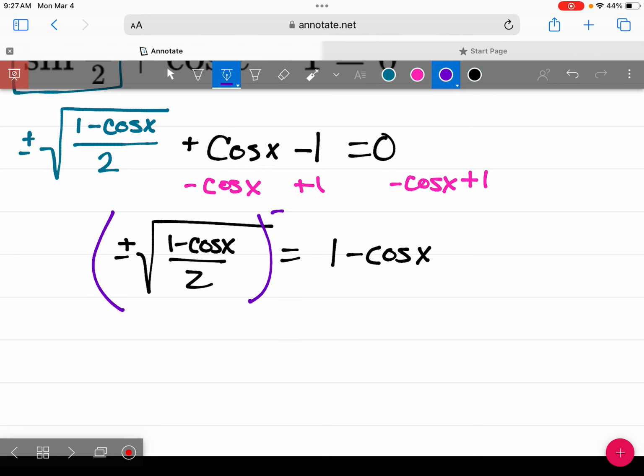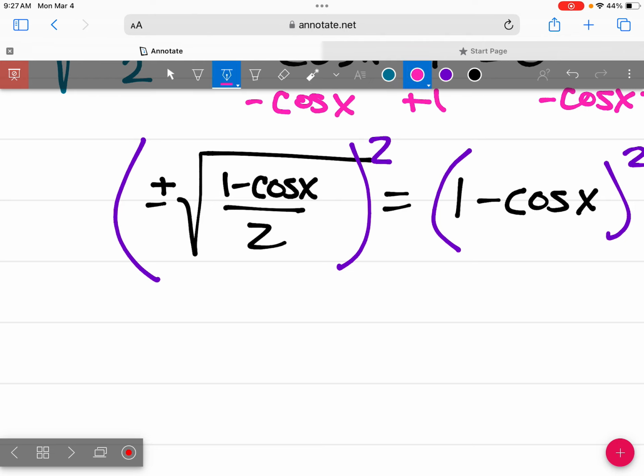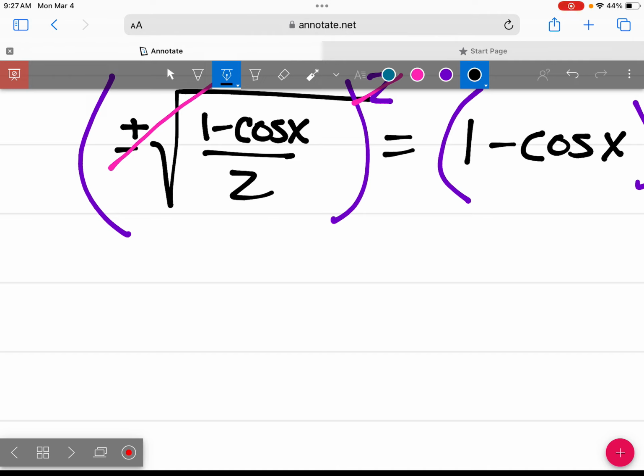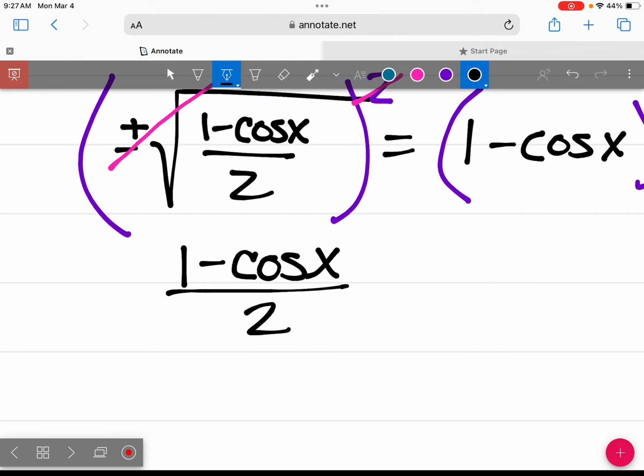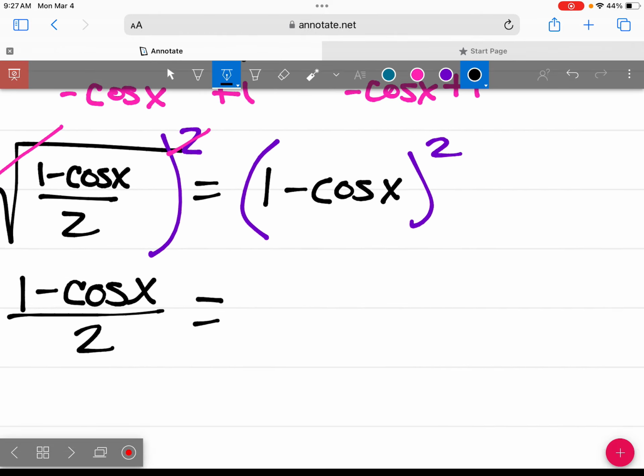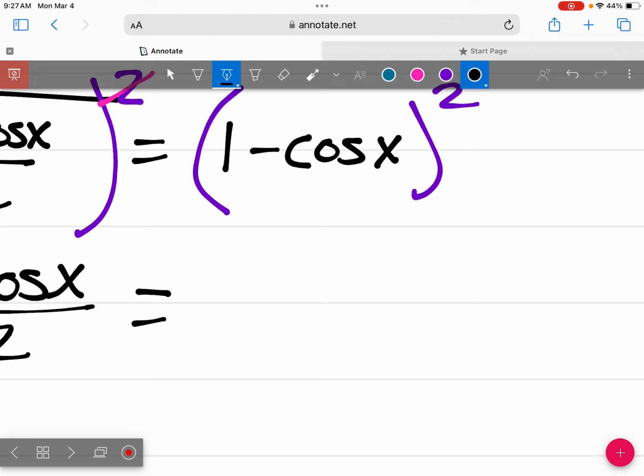So we're going to come through here and we are going to square both sides. Make sure that you are squaring both sides, not distributing a square, squaring properly. When we square both sides, this whole set cancels out, and we're left with our 1 minus cosine x over 2 equals 1 minus cosine x, when we square that, is going to be what?